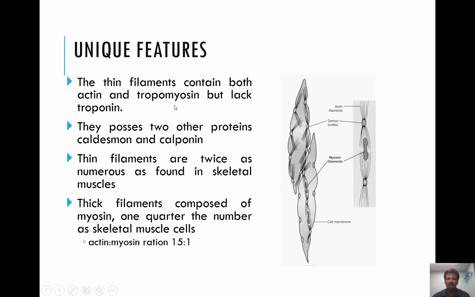The thin filaments have actin and tropomyosin, but they don't have troponin. And we know that troponin is the molecule that receives calcium. So that's one of the things we have to consider. How does contraction occur if there's no troponin? And finally, you find that there are a lot more thin filaments in smooth muscle than there are in skeletal muscle. So the actual ratio between actin and myosin is 10 or 15 to 1, whereas in skeletal muscles it will be much more like 2 to 3 to 1.